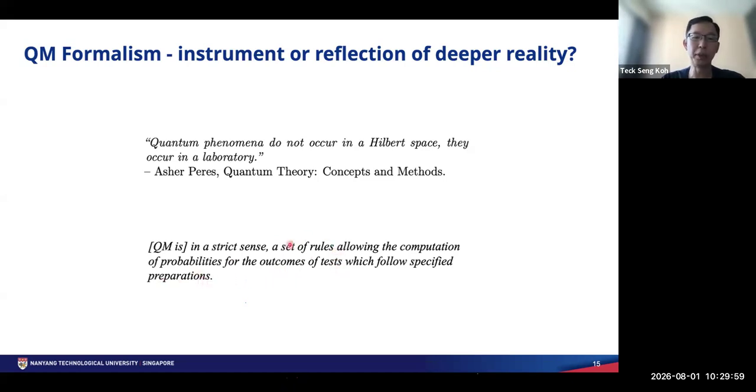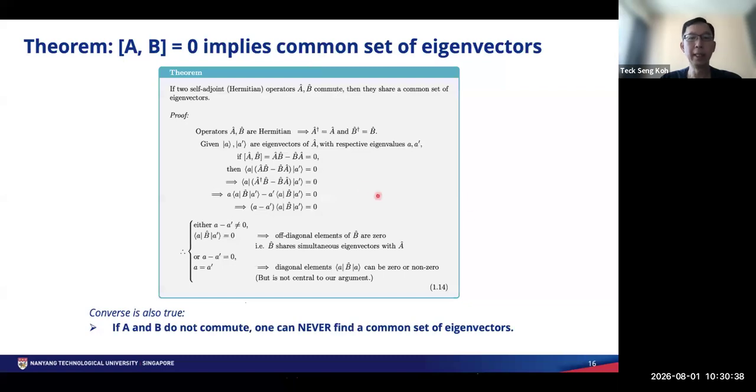But if it's just a set of rules, it seems to be a shallow and superficial theory, because when we want to understand the universe, or the world around us, we want to understand it in terms of what's deeper than what we see. We don't want to understand it in terms of, oh, here are a set of rules, and you can do a lot of calculations. So is this formalism, the mathematical formalism of quantum mechanics, really just an instrument, or does it reflect deeper reality?